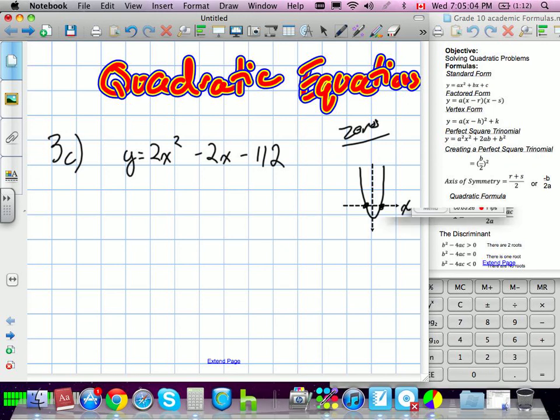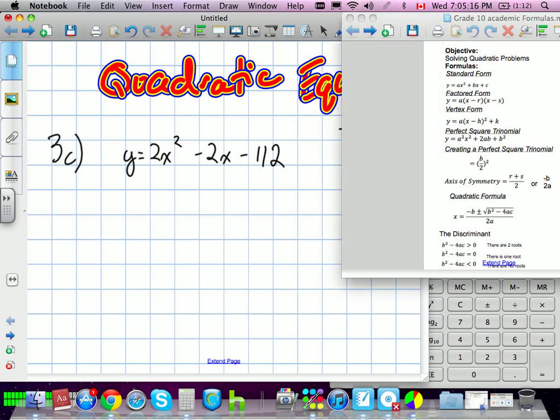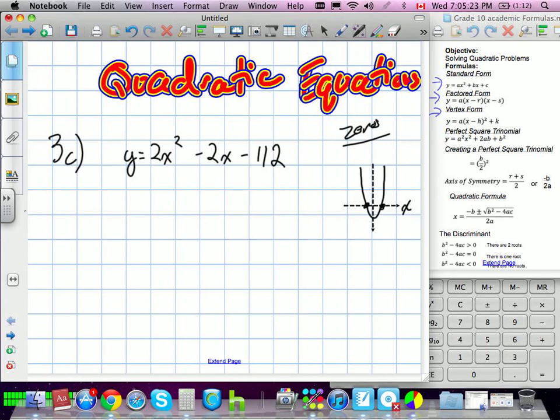Okay. So, what we have to recognize first of all is which form we're in. And there's three major forms: standard, factored, and vertex. So we have to be able to tell which one of the three we're in. We're in standard form right now.